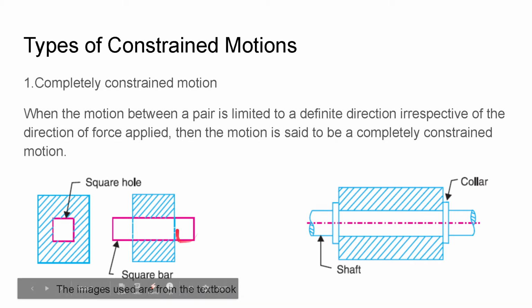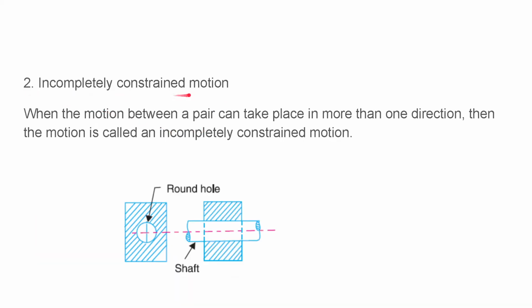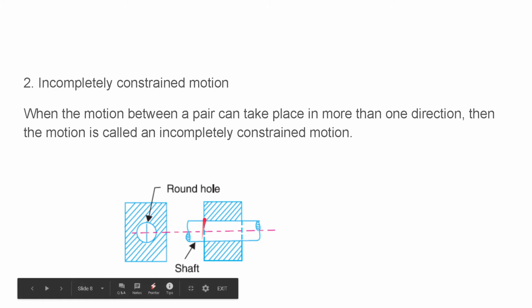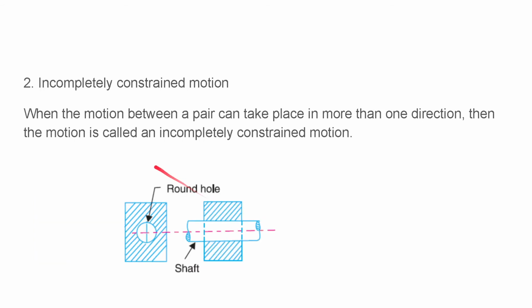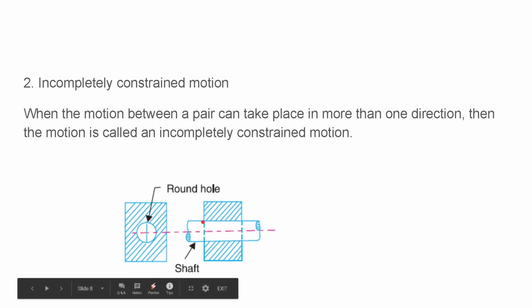So that's the meaning of completely constrained motion. Then we have incompletely constrained motion. That means the translation plus rotations both are possible. Here either only the translation was allowed or only the rotation was allowed, while here a translation and rotation both are allowed. And then we have successfully constrained motion.